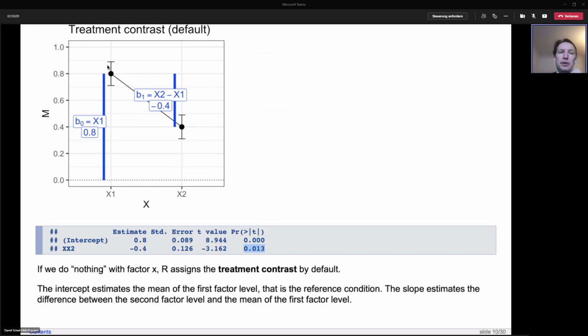So this is what R does implicitly. The intercept becomes the mean of the baseline condition, the reference condition. And the slope estimates the difference between the second factor level and the mean of the first factor level.